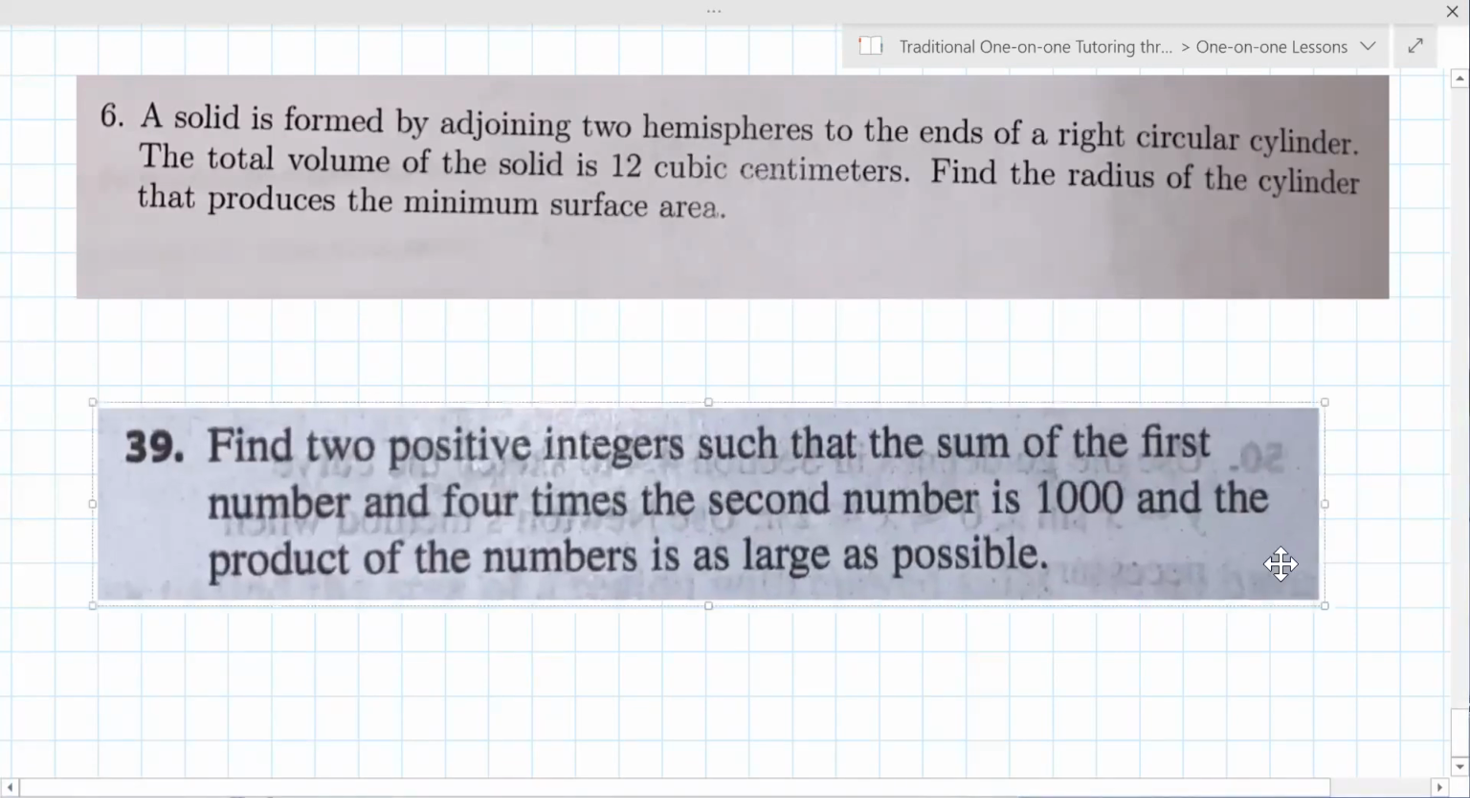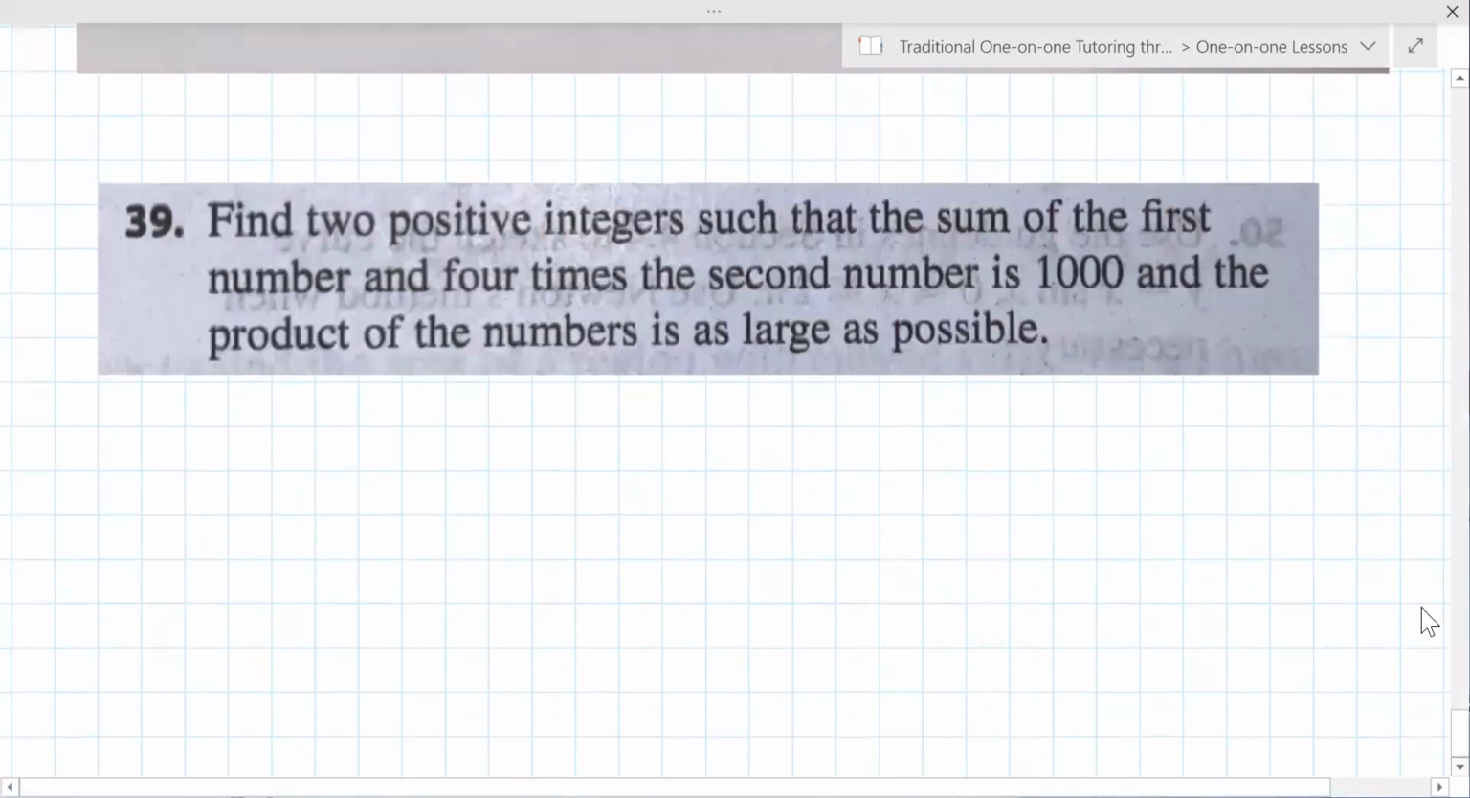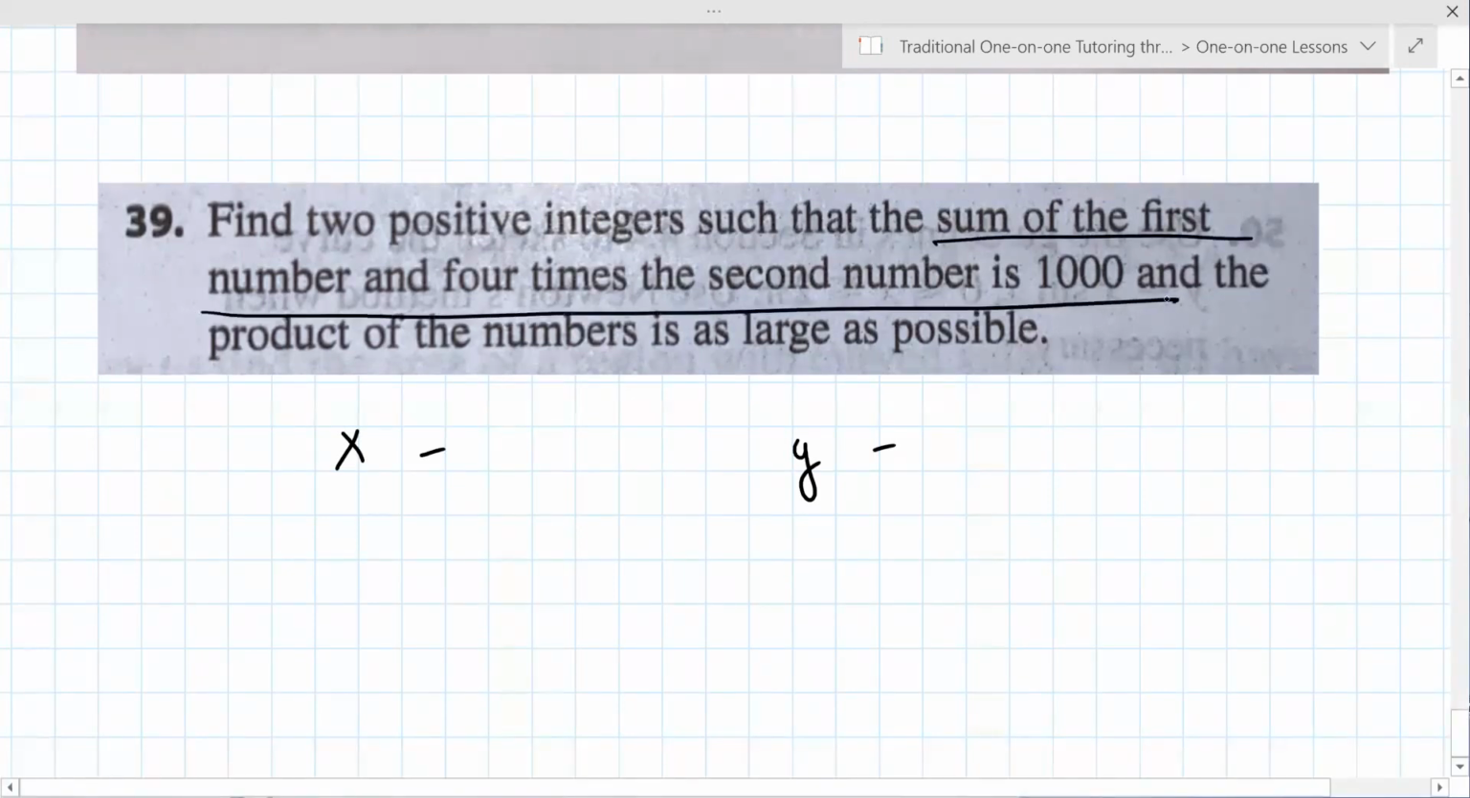Is 39 like an optimization? Yes. All right. Okay, so find two positive integers. Okay, so X is your first and Y is your second, such that the sum of the first number and 4 times the second number is 1000. So see if you can write that as an equation, please.